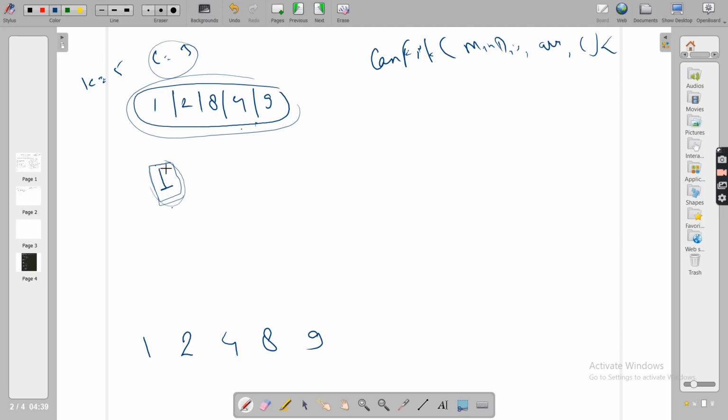So what I say, can you put all the cows in such a way that the distance between them is at least 1, which means the minimum distance between them would be surely greater than or equal to 1. Okay, so for 1 we are checking.